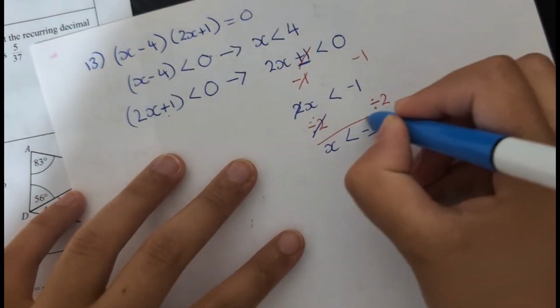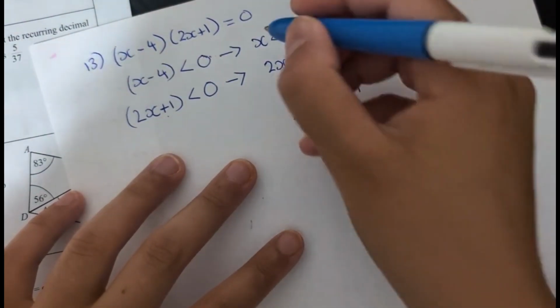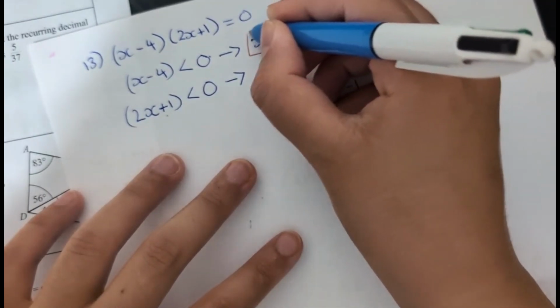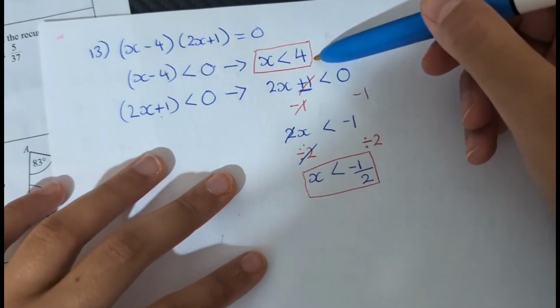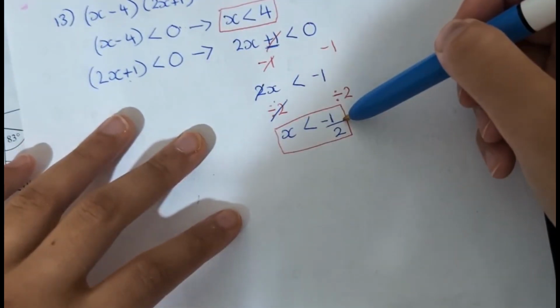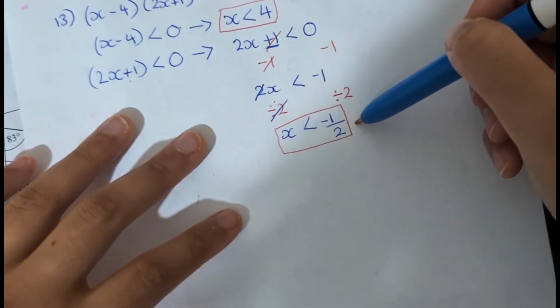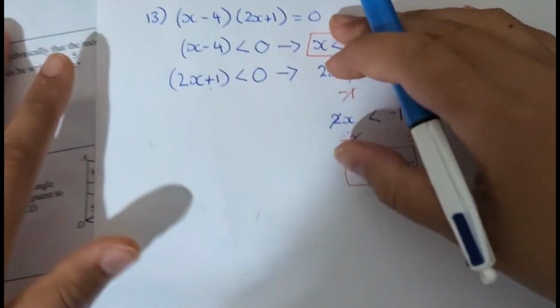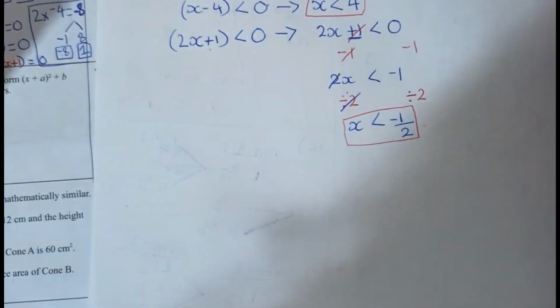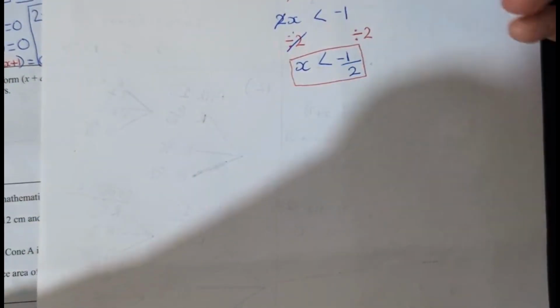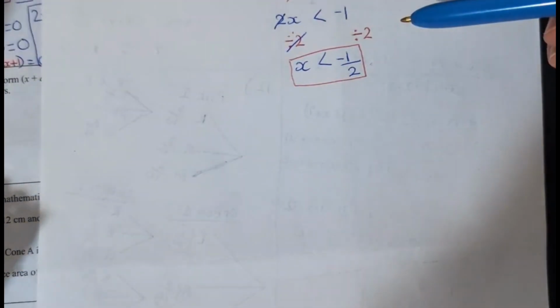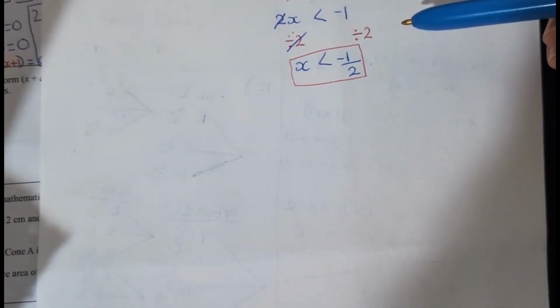And I can leave them as it is, or I can write them again just to make it very clear what my 2 answers will be. So x is less than 4 is one of the answers, and then x is less than negative a half is the other answer, okay, for that question. If you've got any questions so far, let me know. If you need any other clarifications about that method, let me know. So that was a quadratic inequality which we were solving, almost like a quadratic equation.